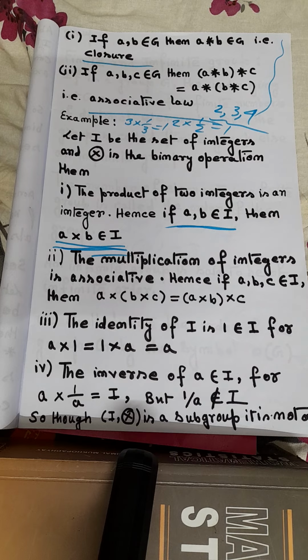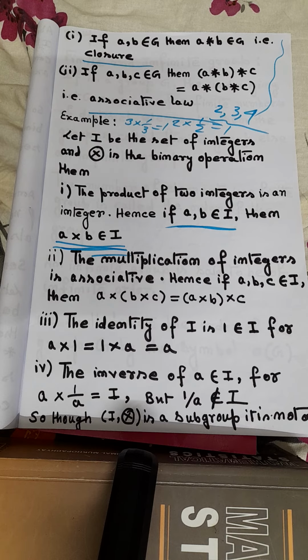Okay, so what will be the identity for integers? For integers, the identity will be 1, because if you multiply any element with 1, what will we get? We will get the same element. So we can say the identity element is 1 for integers. Now the last condition is remaining.